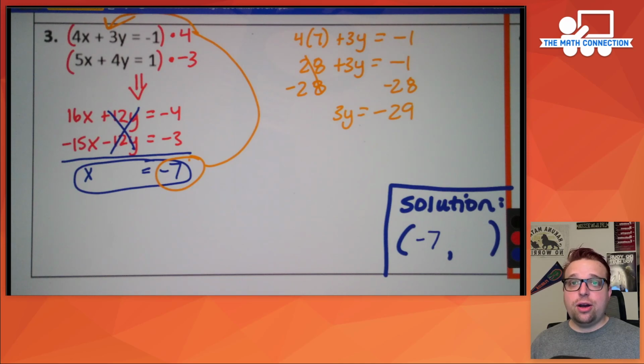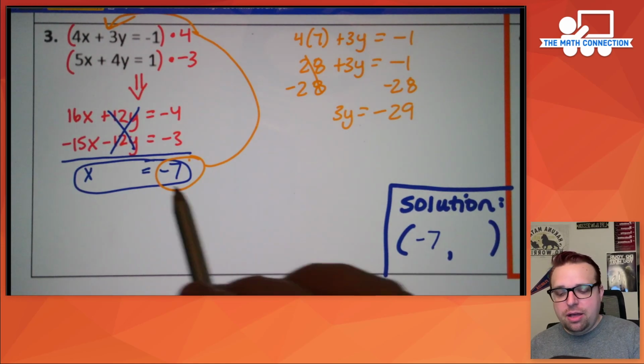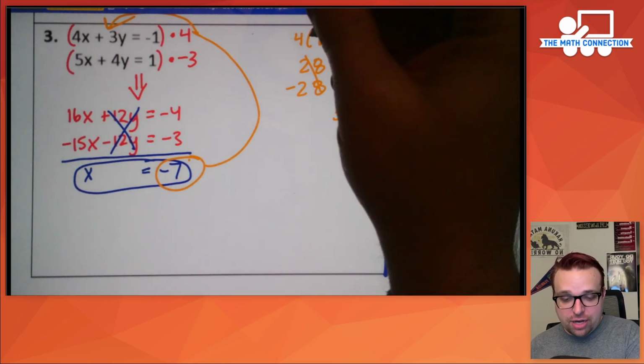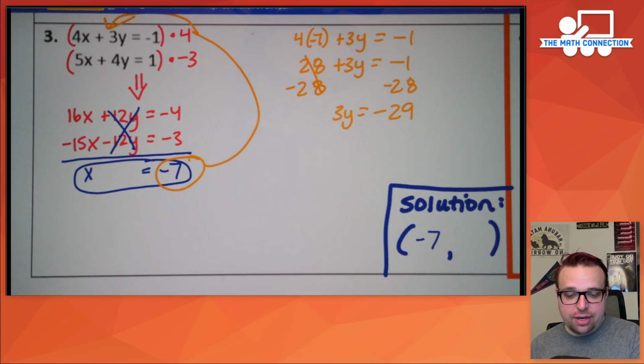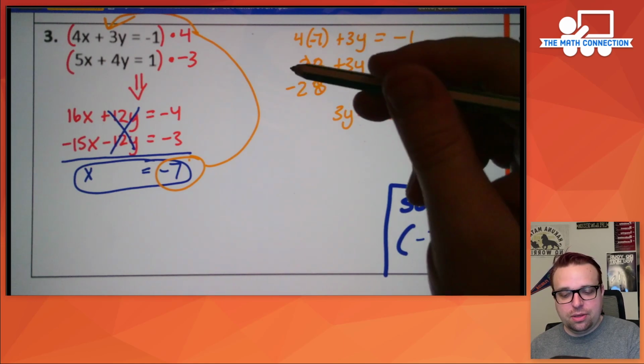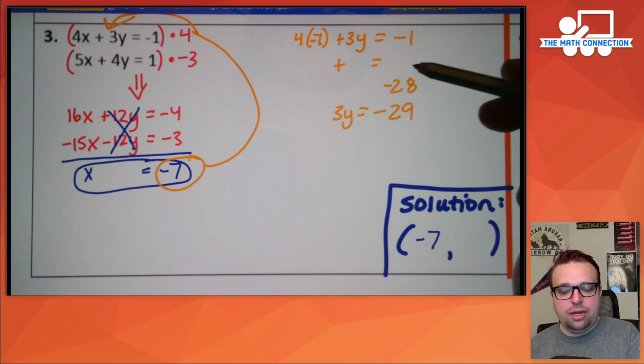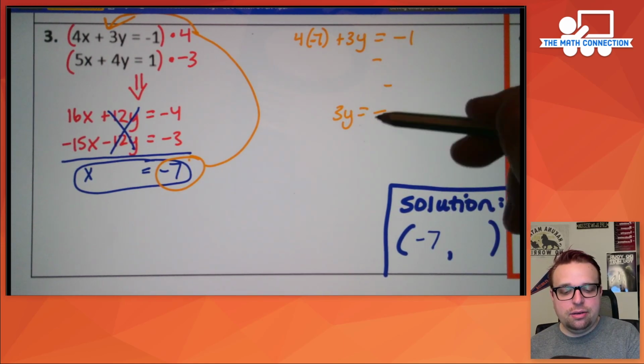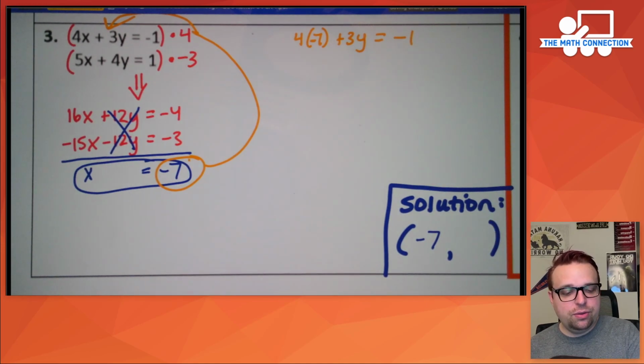Okay, so it turns out that I made a mistake. It happens. So this is actually a negative 7, and I forgot to transpose that negative sign right here. So this whole thing needs to be switched up, and I'm going to erase it all and do it again so I don't confuse you.